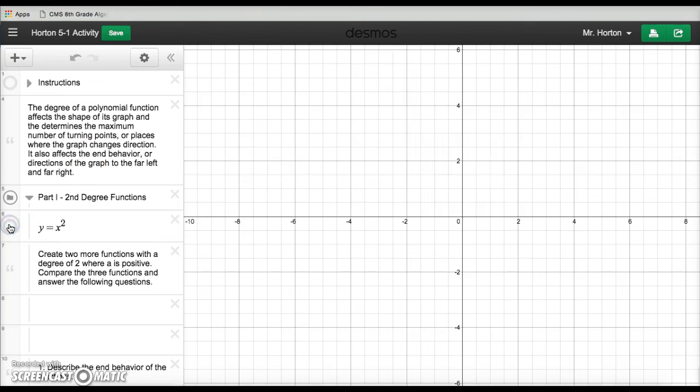In order to graph or ungraph something, you can just click on this circle out to the side of it. So we're looking at second degree functions. So these are our quadratics, and we know that they form a parabola. All quadratics have this parabolic shape to them. Now we want to create two more functions with a degree of 2, where a is positive, so we want this to be positive. And then we want to compare the functions and answer the following questions.